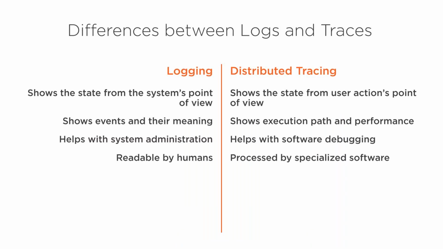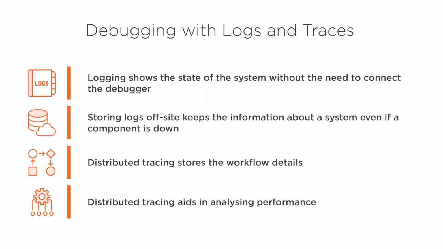I'll just skip it. What is the difference between logging and distributed tracing? I think more or less we understand. Logging shows the state from the system's point of view, whereas distributed tracing shows the state from the user action point of view. Understand this? Logging shows events and their meanings, whereas distributed tracing shows the execution path and the performance. Logging helps with system administration, tracing helps with software debugging. Logging is readable by humans, and tracing is processed by specialized software.